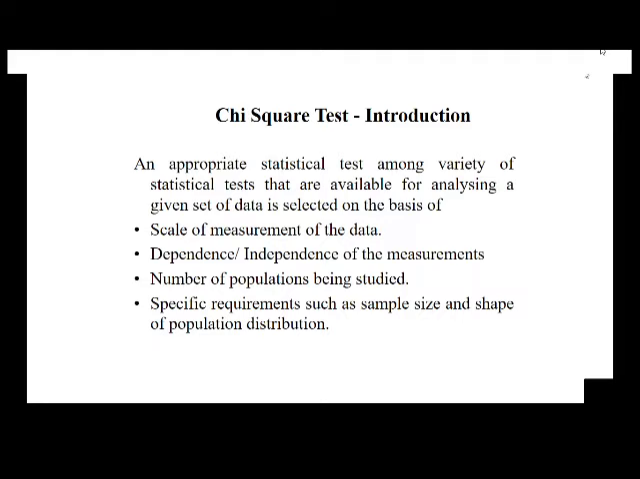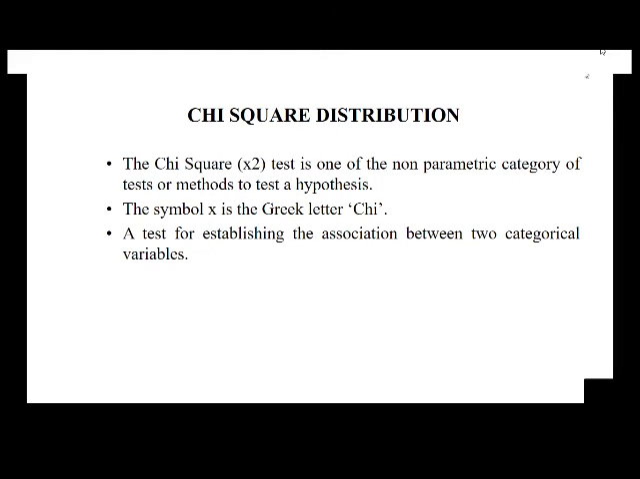It was introduced by Karl Pearson in the year 1900. The quantity x square describes the magnitude of the discrepancies between theory and observations. The chi-square test is one of the non-parametric categories of tests or methods to test a hypothesis. The symbol x is the Greek letter chi.